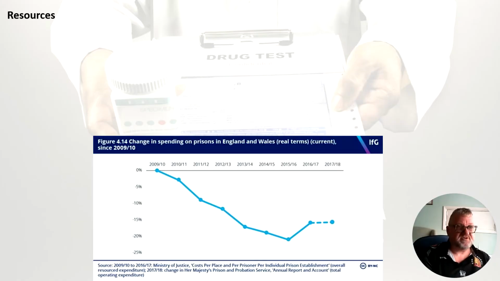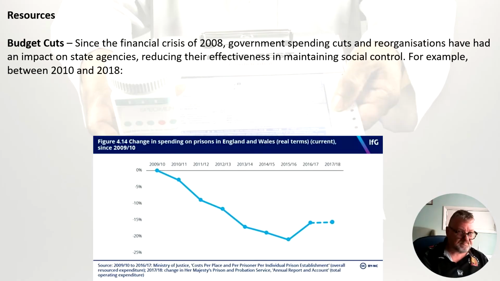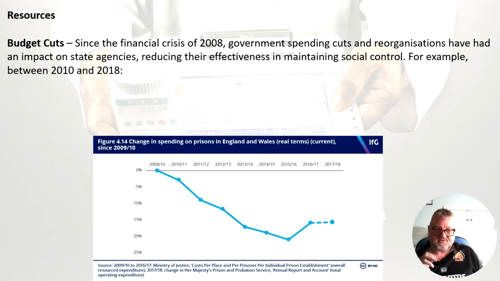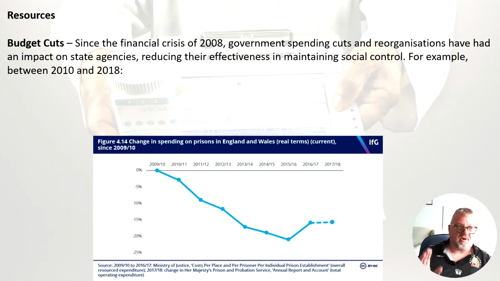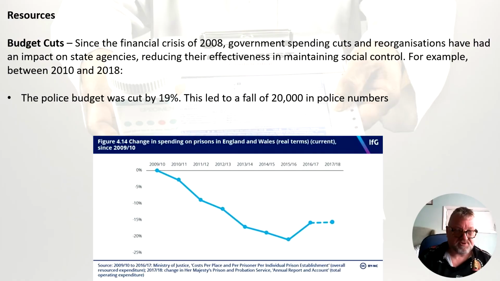So to give you some examples to quote, budget cuts lead to a reduction in resources. Since the financial crisis of 2008, government spending cuts and reorganisations have had a huge impact on state agencies. It's reduced their effectiveness in maintaining social control, without a shadow of a doubt. For example, between 2010 and 2018, the police budget was cut by 19%, and that meant that there were 20,000 fewer police officers.